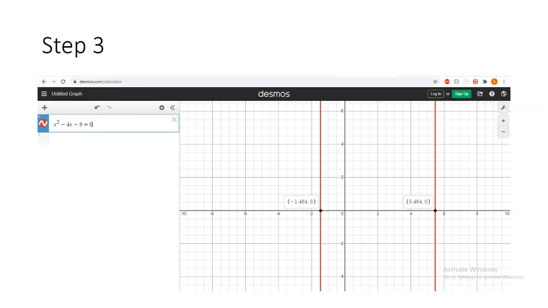So there you go. That's how you use a graphing calculator, the Desmos online calculator, in order to find the zeros of a quadratic equation.